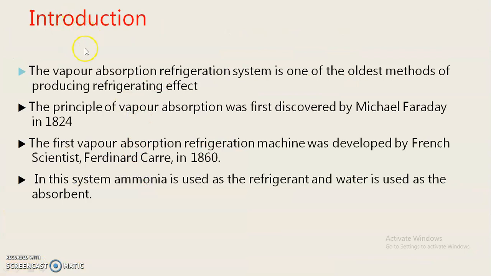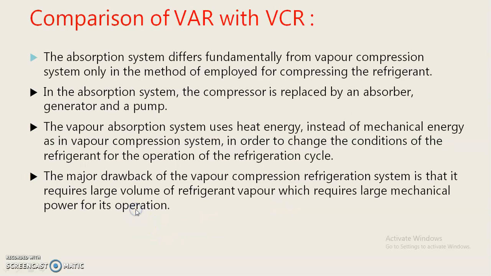In the next slide, we discuss the introduction. The vapor absorption refrigeration system is one of the oldest methods of producing a refrigerating effect. The principle of vapor absorption was first discovered by Michael Faraday in the year 1824. The first vapor absorption refrigeration machine was developed by the French scientist Ferdinand Carre in the year 1860. In this system, ammonia is used as the refrigerant and water is used as the absorbent.